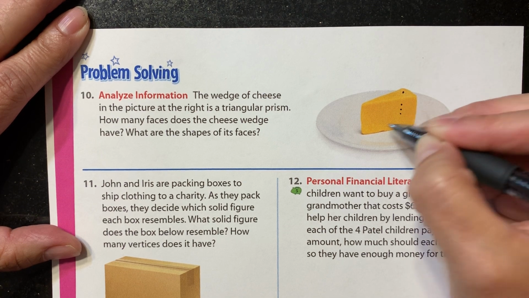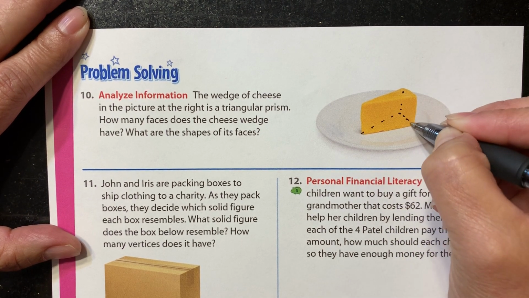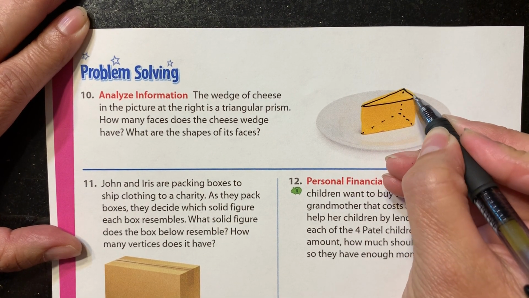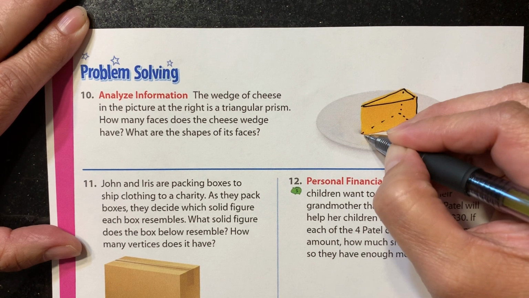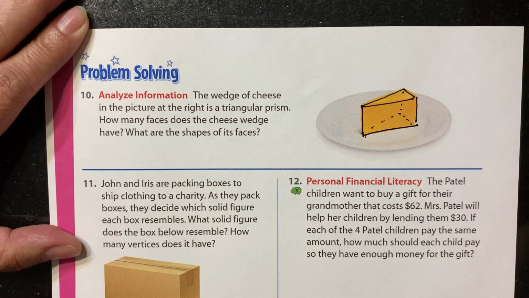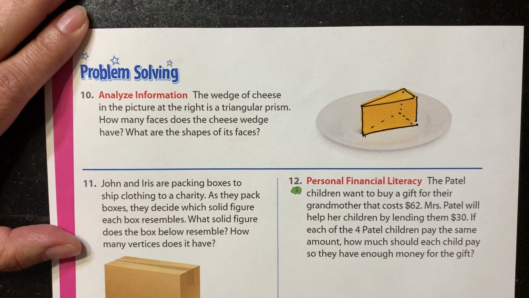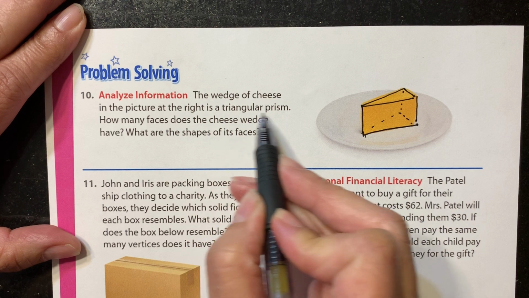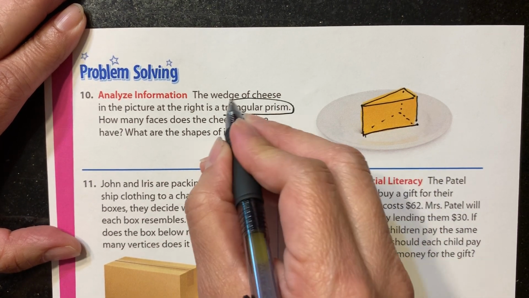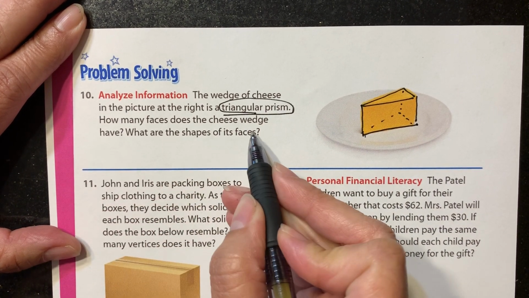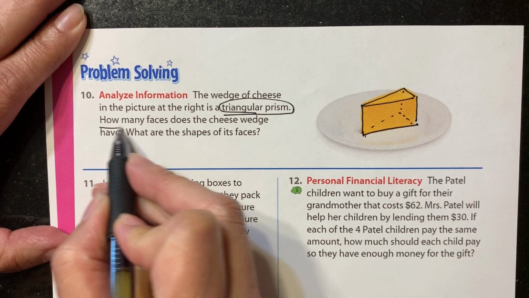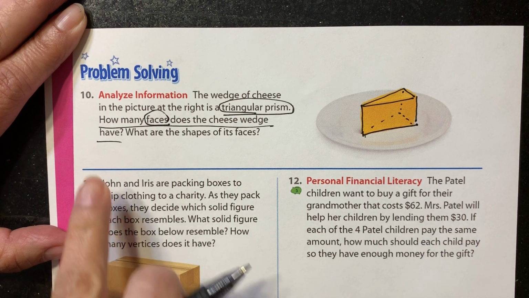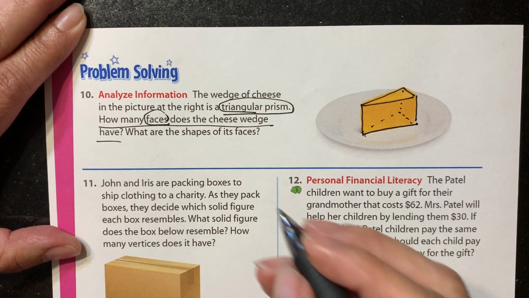So you're going to have to do that so that you can imagine that. And I'm going to outline this here for you. You can outline it at home as well. And now you can see that it is a triangular prism. Okay, the wedge of the cheese in the picture at the right is a triangular prism. See, it says its name right here. How many faces does the cheese wedge have? They're looking for the number of faces. So just like I did in the front for the cube, you're going to draw the faces and then tell me the amount of faces.